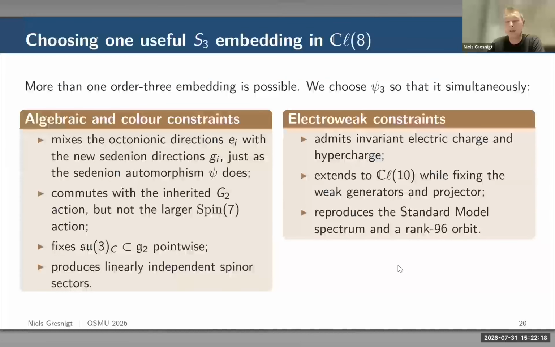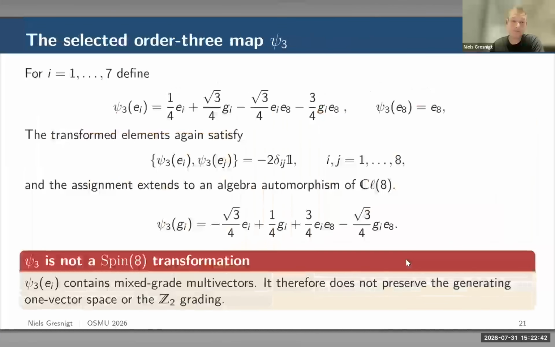Then a little bit later, when we extend to CL10 and we embed this S3 symmetry into CL10, we want to make sure that it also fixes the weak generators as well as the hypercharge. And so we want to make sure that we can reproduce the standard model spectrum and a rank 96 orbit, which is going to be where we have the 3 generations living within the algebra. So here is the only choice for psi3 that I could find that satisfies all those conditions.